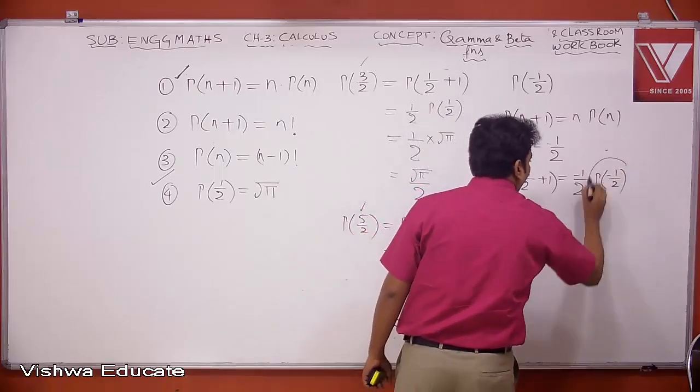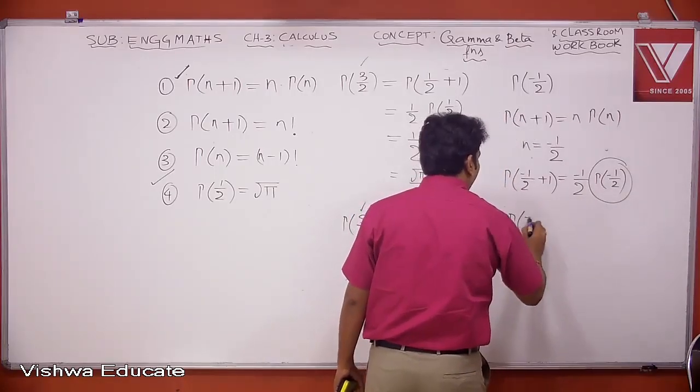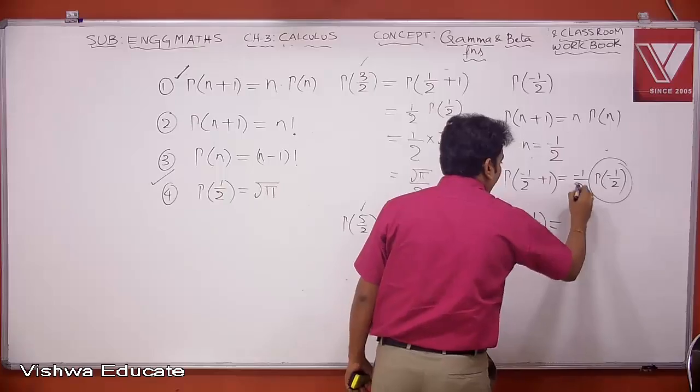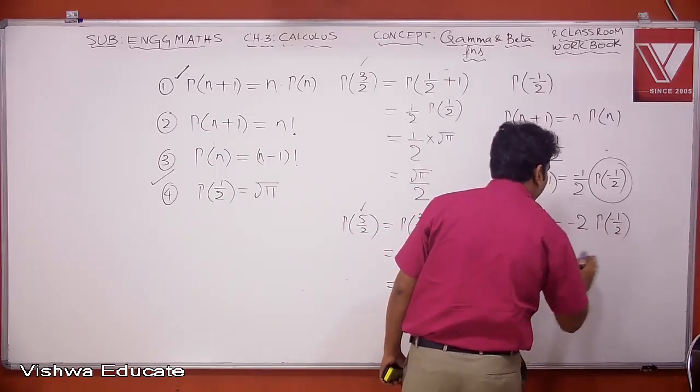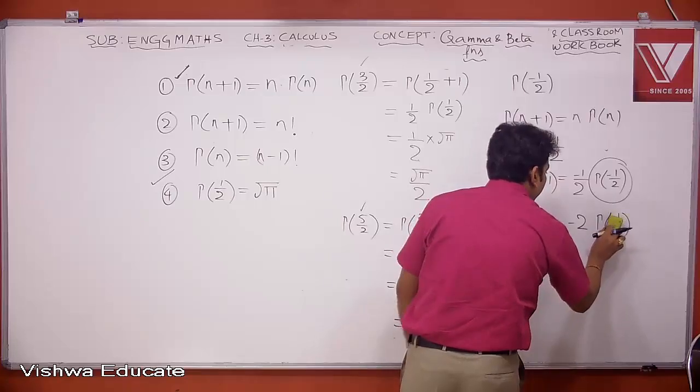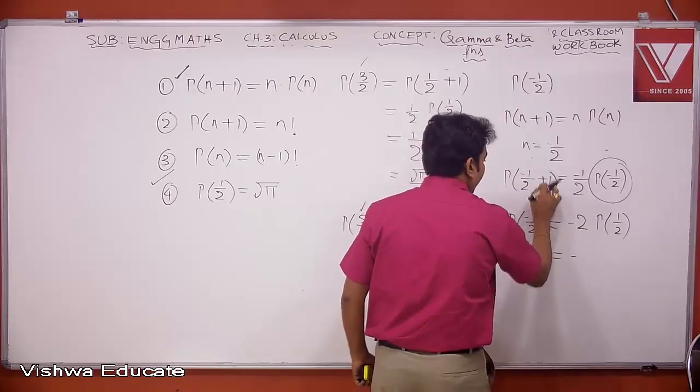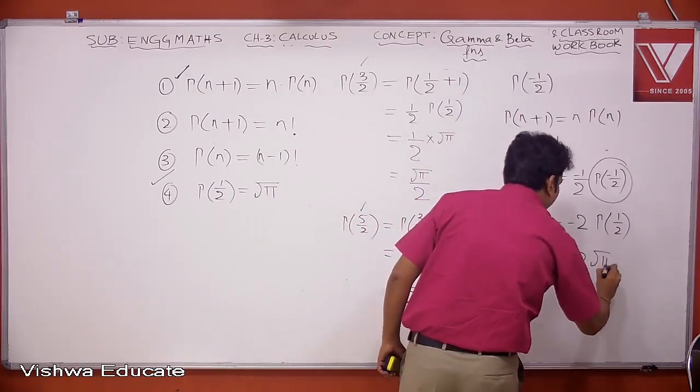But we want gamma of minus 1 by 2. So therefore gamma of minus 1 by 2, cross multiplying this, you get minus 2 times gamma of 1 by 2. When you simplify this, you get minus 2 times root pi.